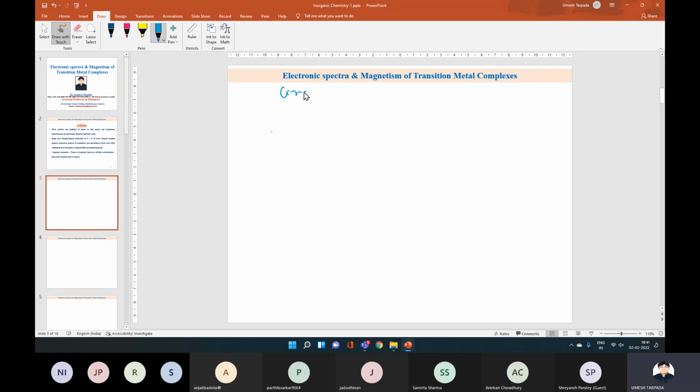So ground state term symbol. Is it visible?